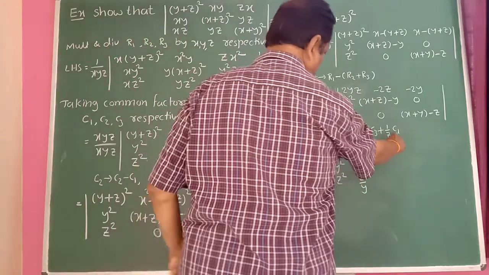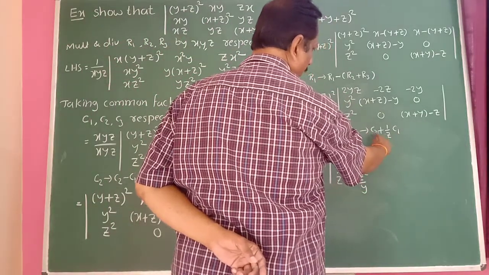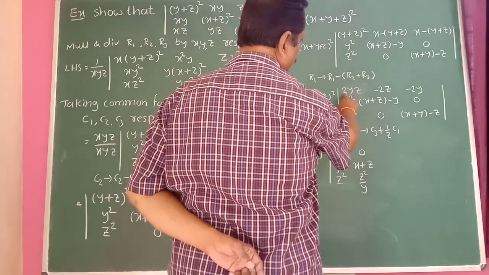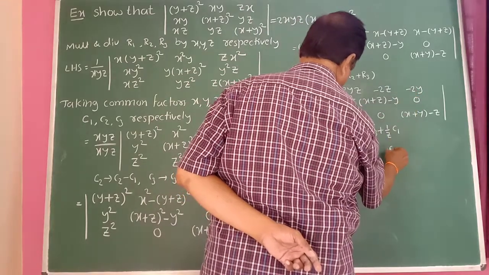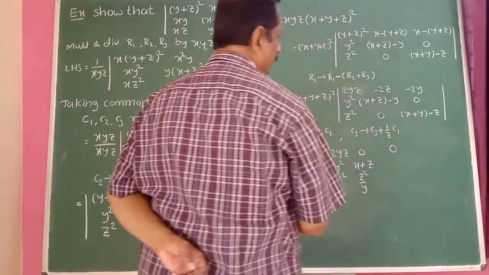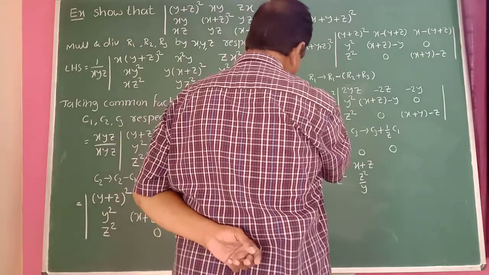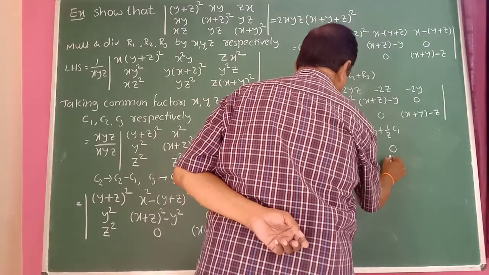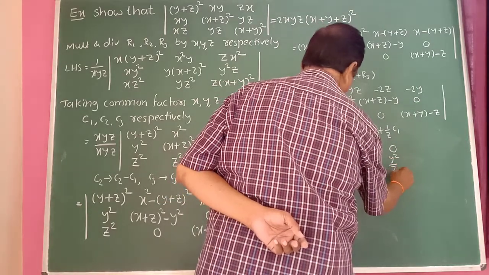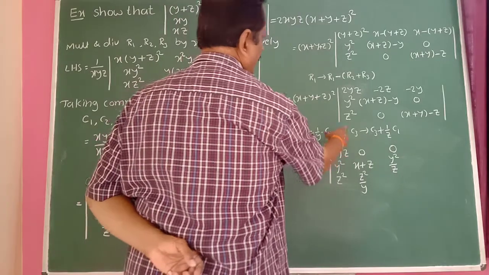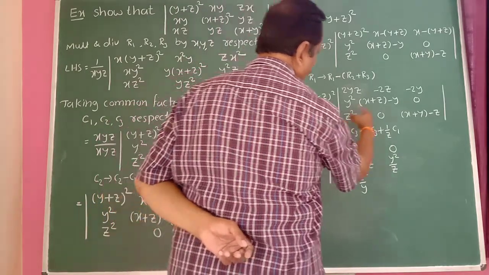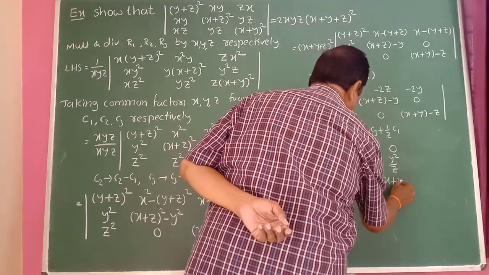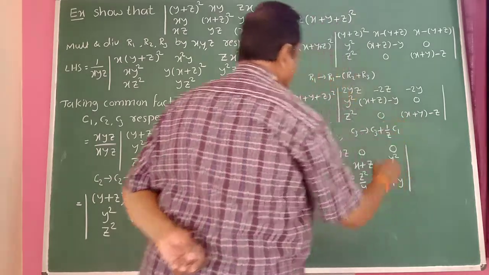Next, divide C1 by z and add to the third column. Divided by z here, z and z cancel, remain 2y. 2y minus 2y becomes a 0 here. Then divided by z and added to this term, y square by z, y square divided by z. Divide here by z, remaining 1z, and adding to this term: minus z plus z cancels, remaining is x plus y.